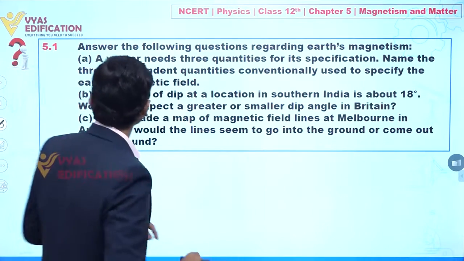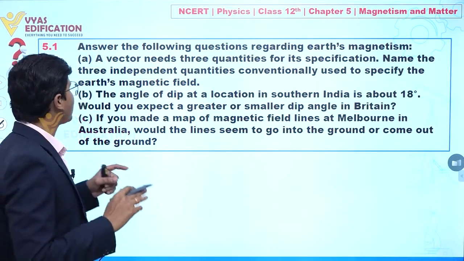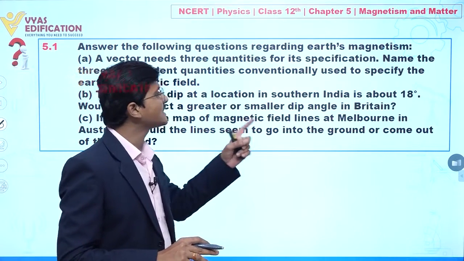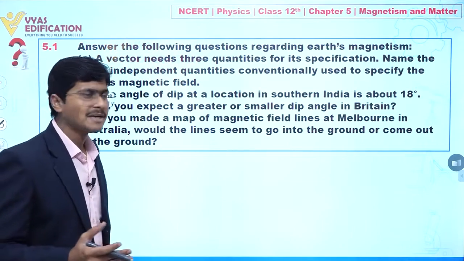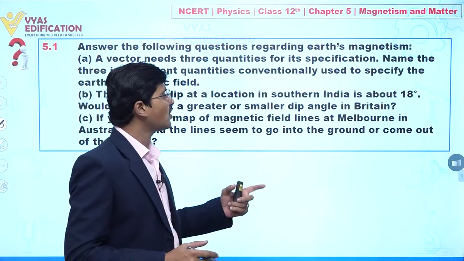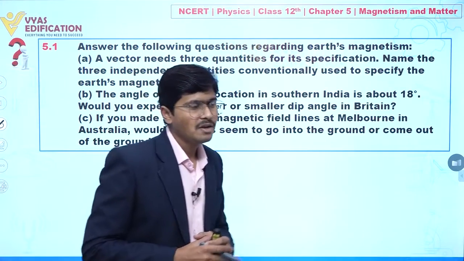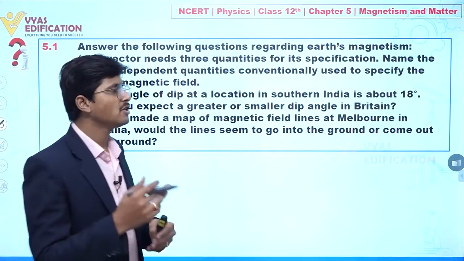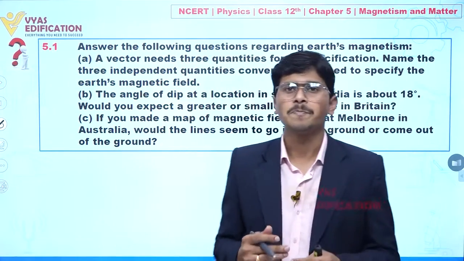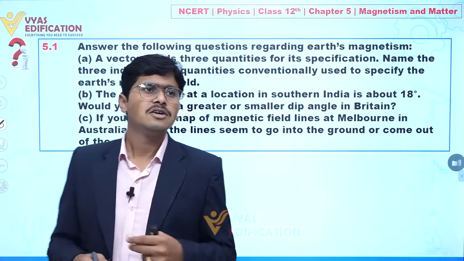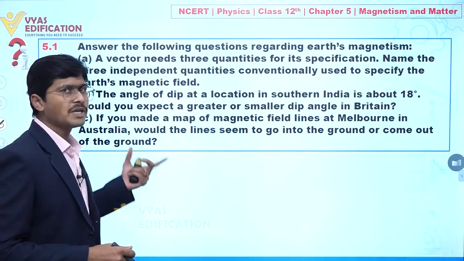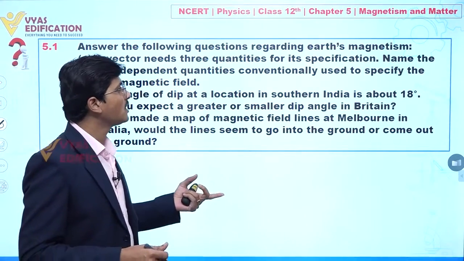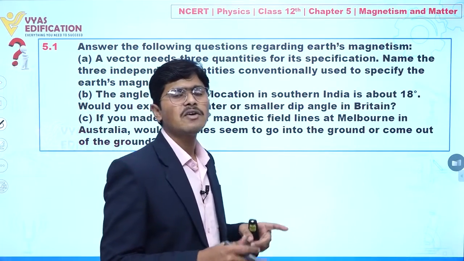Now we are going to discuss part number B. In part number B, it is given to you the angle of dip at a location in southern India is about 18 degree. Would you expect a greater or smaller dip angle in Britain? Actually, all are some theoretical questions. There are so many theories that are developed for earth magnetism. Some are accepted, and this is again fact based. Let's suppose you are talking about the angle of dip at a location in southern India. In southern India we have 18 degree.